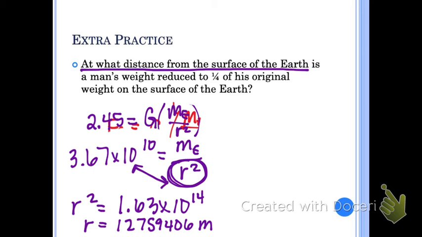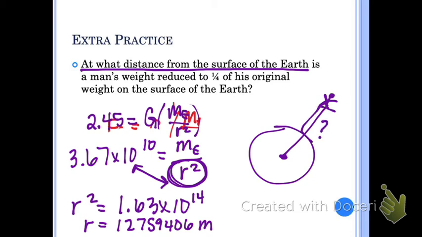Bingo. We've got to subtract out right now. So the radius that we have is that full distance. We really only want to know this distance. So we've got to subtract out the radius of the earth. Okay, so minus 6.38 times 10 to the 6th. Right. You almost get exactly that, right? 6.38 times 10 to the 6th. Okay.